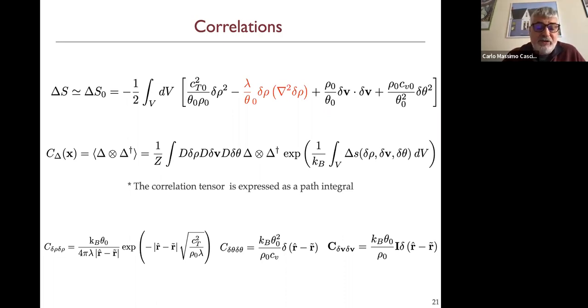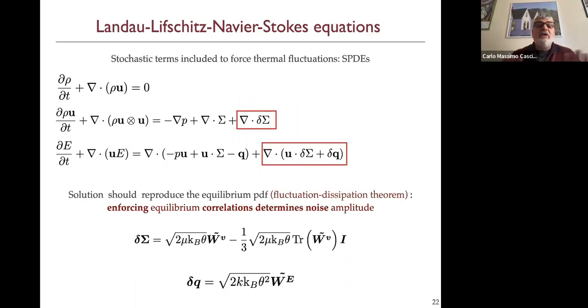Why do we need those correlations in our case? The reason is that now we take our model, so our continuum equations for mass density, velocity, and energy, and augment them with stochastic terms. So we add a noise, which is a delta-correlated in space and time white noise.